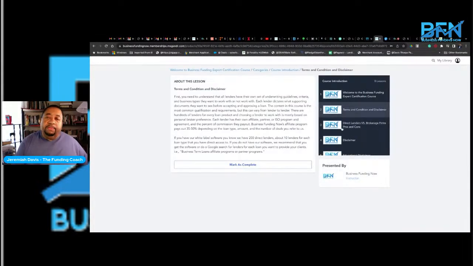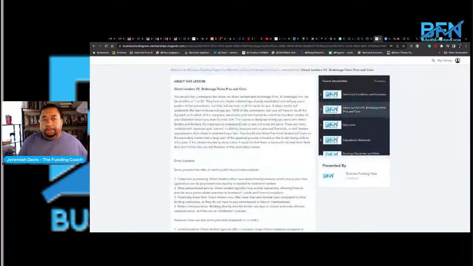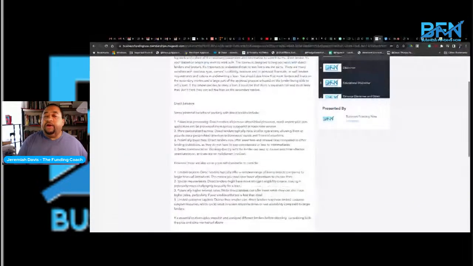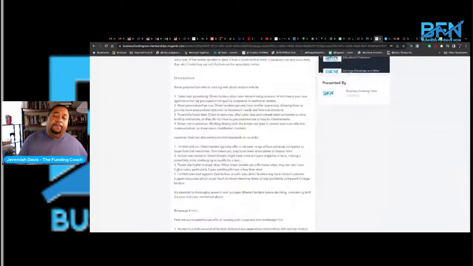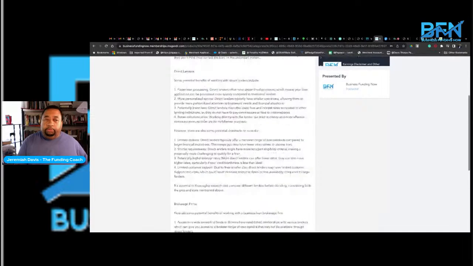But here, we even provide you with direct lenders and brokerage firms, right? And here I'm explaining to you the difference between a direct lender and a brokerage firm, the pros and cons. This is very important so that you understand how business funding works. There are pros and there are cons to working with direct lenders, and the same thing with brokerage firms.